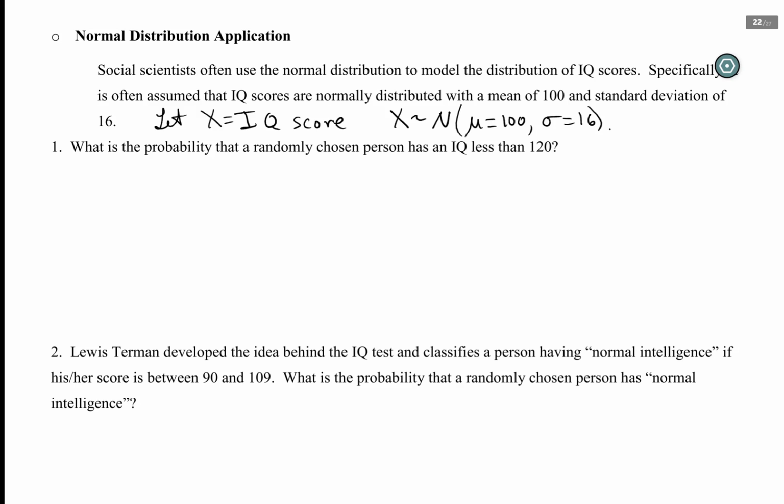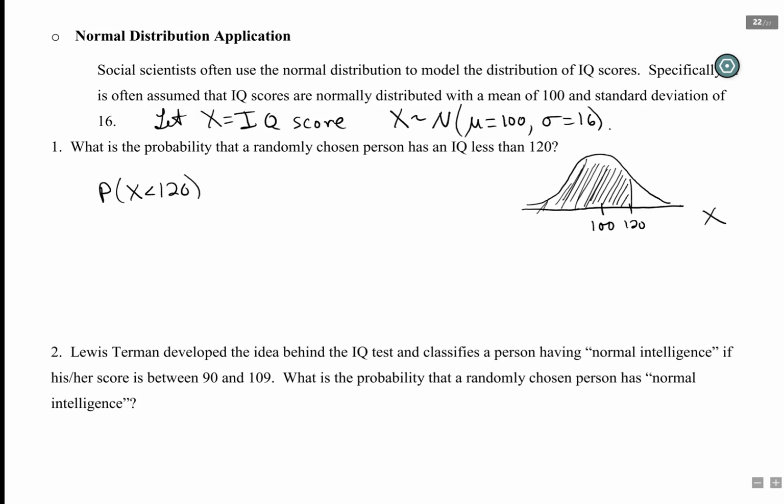A few questions here for IQ scores. What is the chance that a person has an IQ score less than 120? So we're after the probability that X is less than 120. If we want to draw a picture of that, we can. Here's the distribution of X, bell-shaped. It's centered at 100, that's the mean. And over here somewhere is 120, to the right of 100. The area under the curve to the left of that is the desired probability, the probability that X is less than 120.